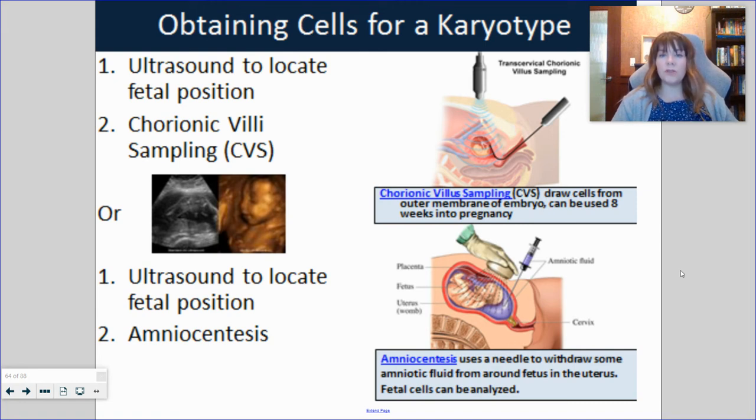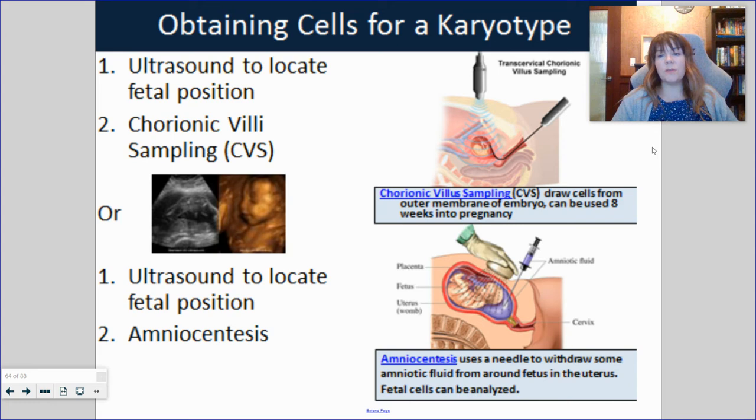They use an ultrasound to find fetal position. Then, as you can see here, that's an ultrasound here, they go up through the vagina into the cervix and into the uterus and take some of the chorion. So they take little pieces of the chorionic cells and pull that out and use that for the sampling.